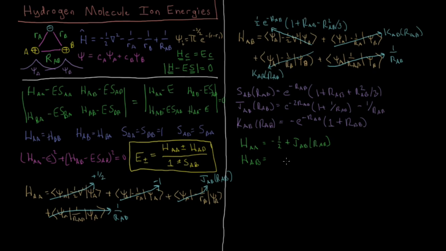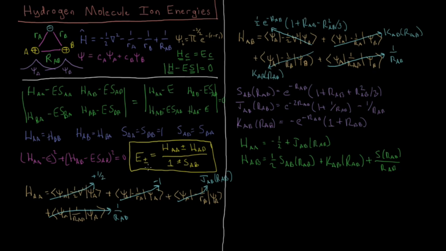Then we have HAB, and if we do the plug and chug between these terms up here and everything down here, you'll see you can actually express this term in terms of S and K. So I'm just going to go ahead and write the final result, which is 1/2 SAB plus KAB, also a function of R, plus, then we have SAB over RAB. So you have the overlap divided by the separation of the nuclei there.